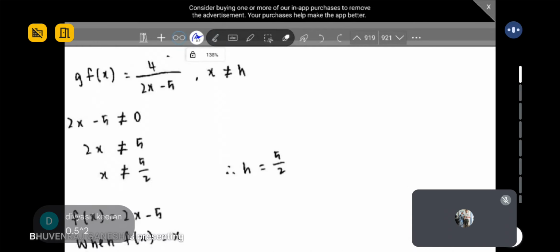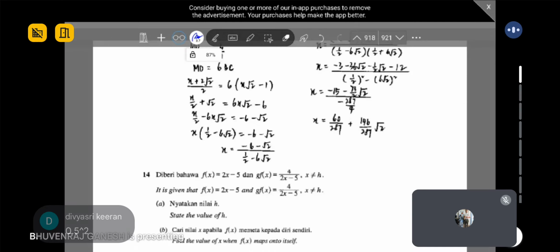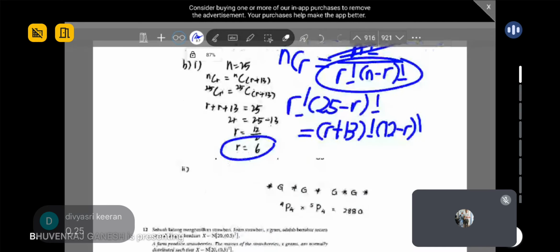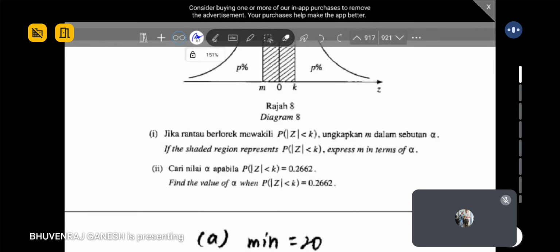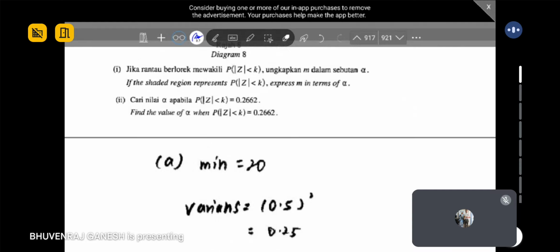Variance, anyone? Yes, 0.5 square. Okay, so your answer is 0.25. Okay, jawapan dia 0.25. Alright. Okay, so this is your answer for question A.